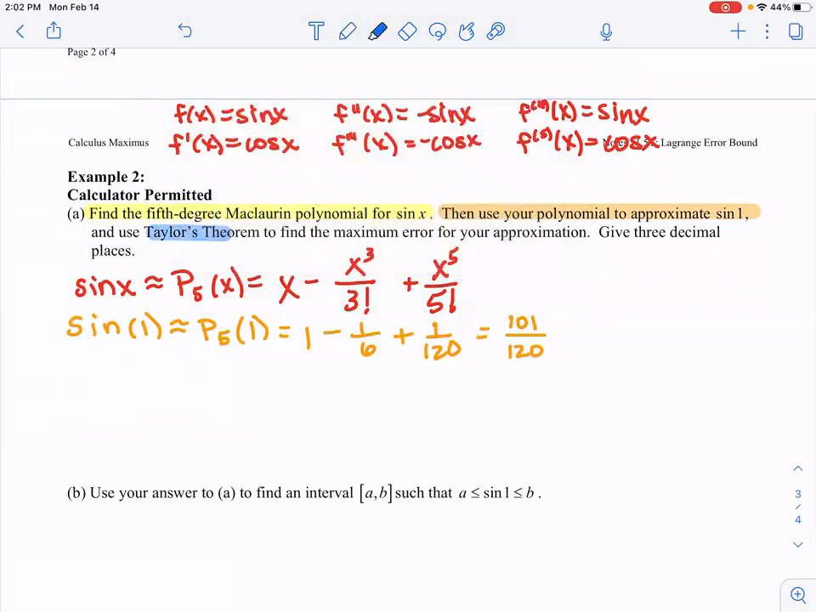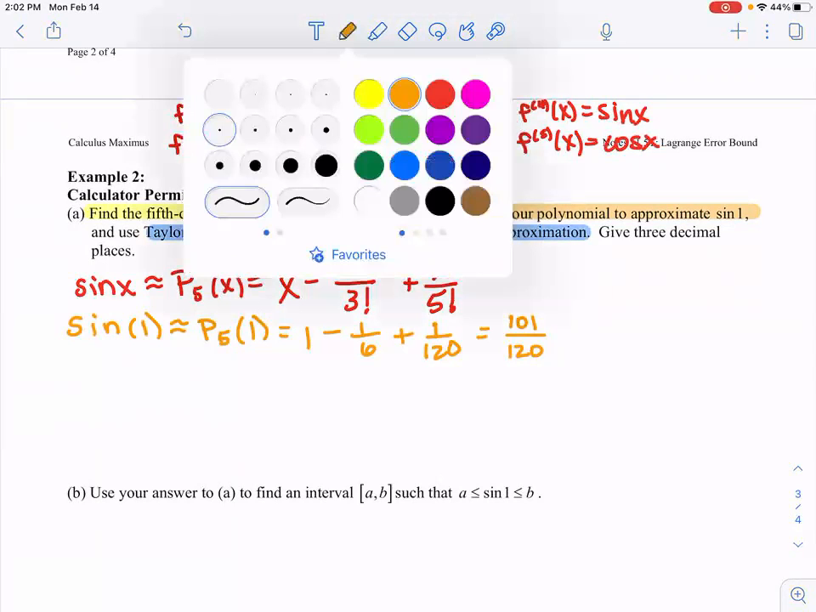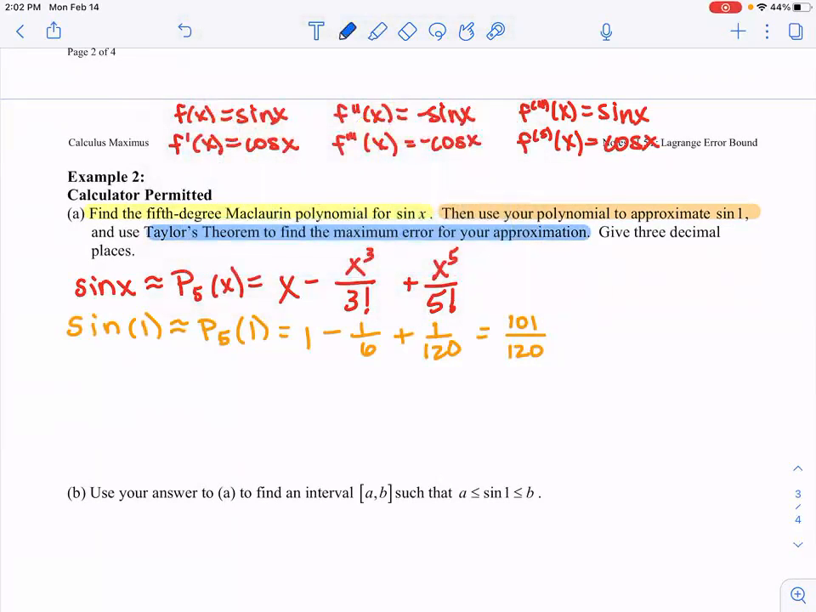Now we need to use Taylor's theorem to find the maximum error in our approximation. So I'm just going to talk about the error in general. For a 5th degree polynomial, we're gonna look at the max of the 6th derivative over 6 factorial, and remember, this is always x minus c to the 6th.